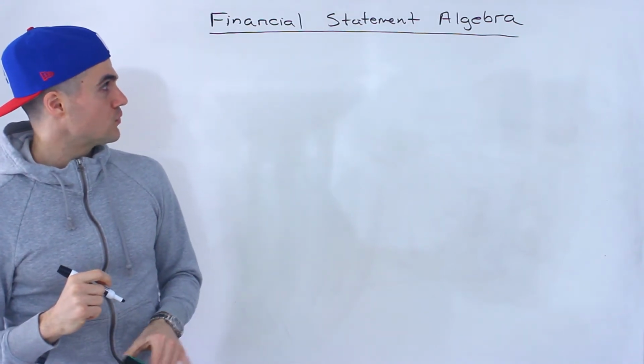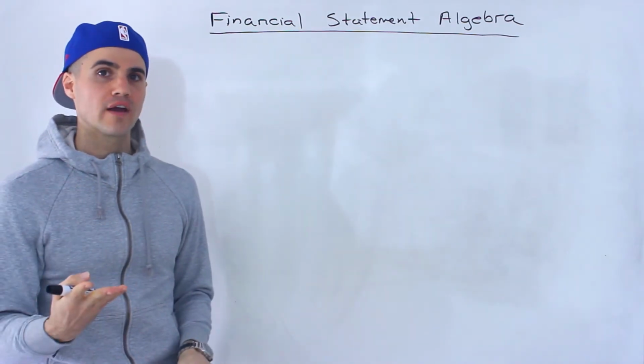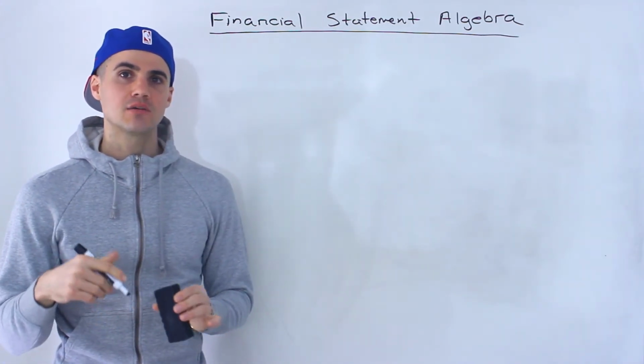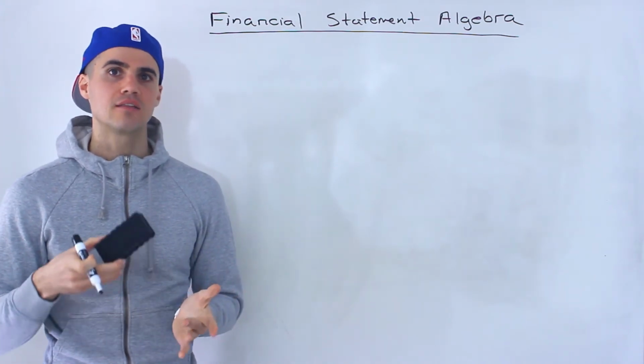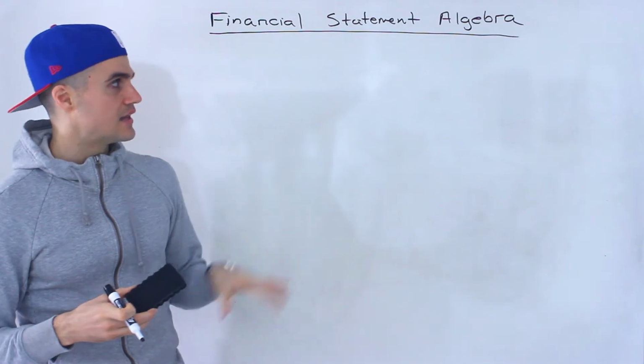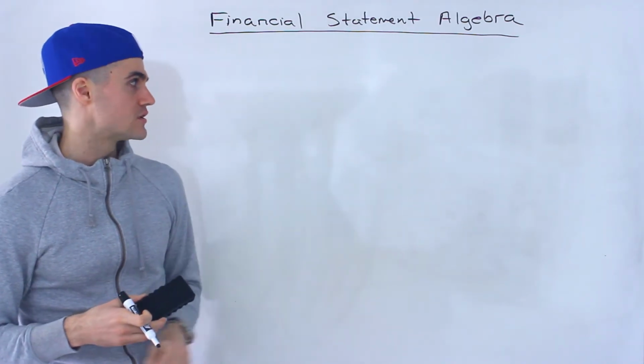Number two, when I say financial statement algebra, we know that there's 4 financial statements, but in this section I'm actually going to be covering 3 of the 4. So the balance sheet, the income statement, and the statement of retained earnings. The cash flow statement I'm going to save for a future section.